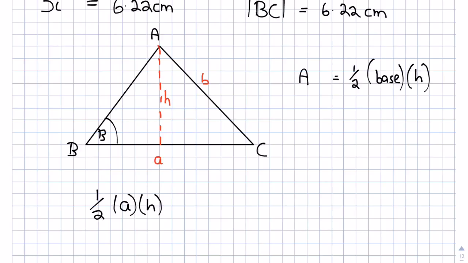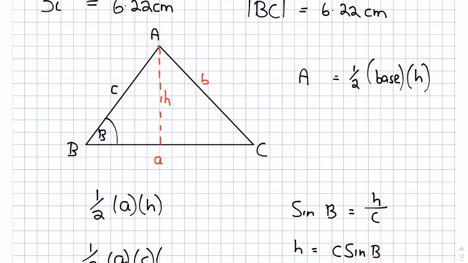But we can see from this triangle, remember this is the side c, sine B is the opposite over the hypotenuse, h over c. So that means h is equal to c by the sine of B, multiplying both sides by c. So what I can do is, instead of a by h, I can now say it's half a by c sine B.